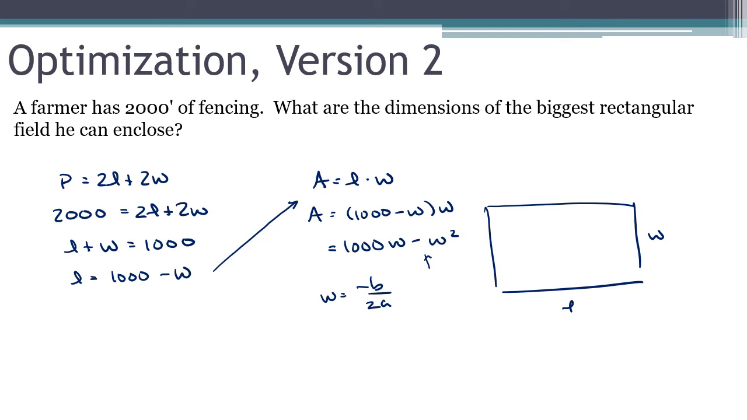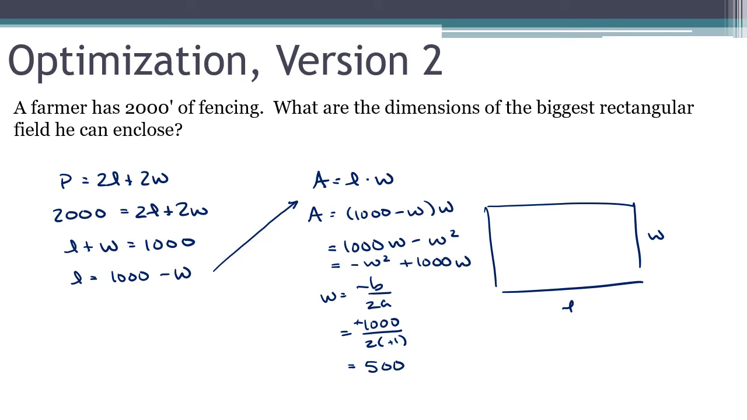Now don't get mixed up here just because the terms are rearranged. Let me rearrange this so that it's in the usual order. This is negative W squared plus 1000 W, right? So B is 1000 and A is negative 1. The negatives cancel. 1000 divided by 2 is, sure enough, 500, the exact same number we got before.